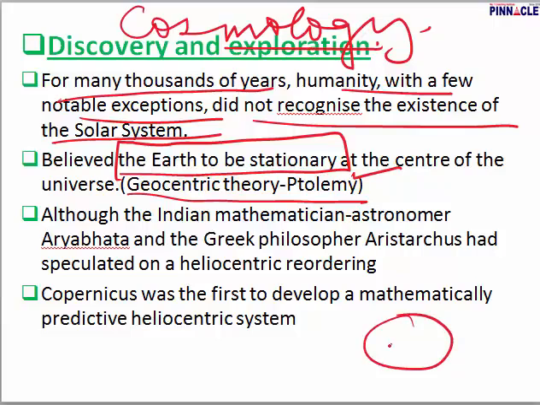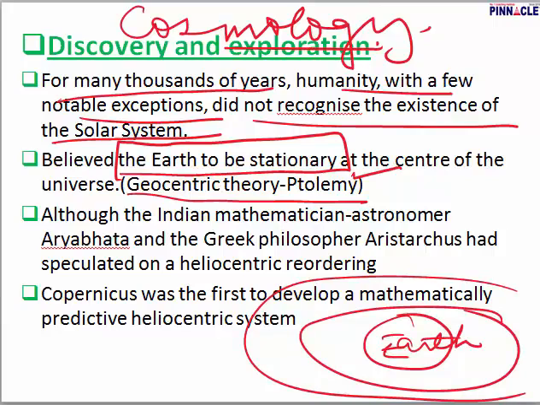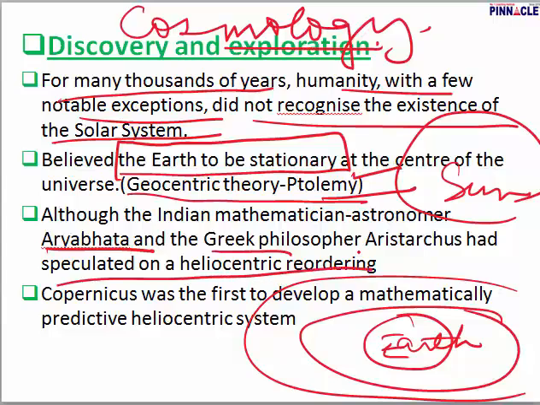What was there in the geocentric theory? In the geocentric theory, the earth was in the center and all heavenly bodies moved around it. And Ptolemy was the one who supported this theory, or rather gave this theory. But as time passed, we realized that it is not the earth which is in the center, but the sun, and the heavenly bodies are moving around the sun. In fact, it was Aryabhata, a famous mathematician and astronomer from the Gupta period in India, and another Greek philosopher who speculated a heliocentric theory.